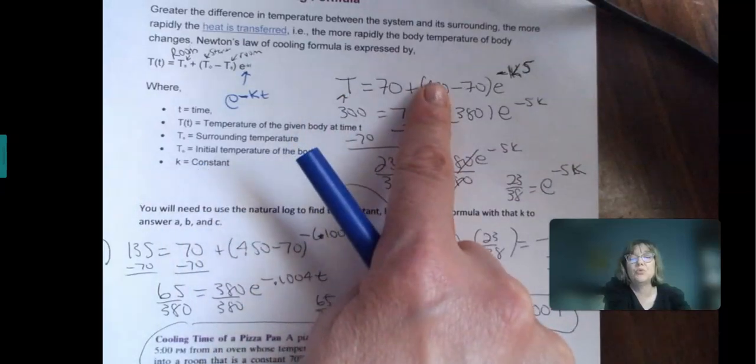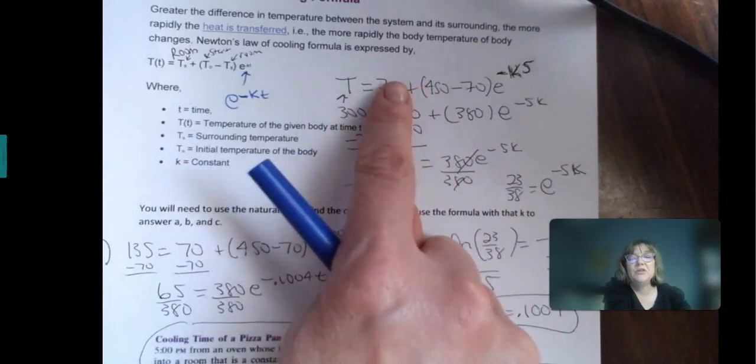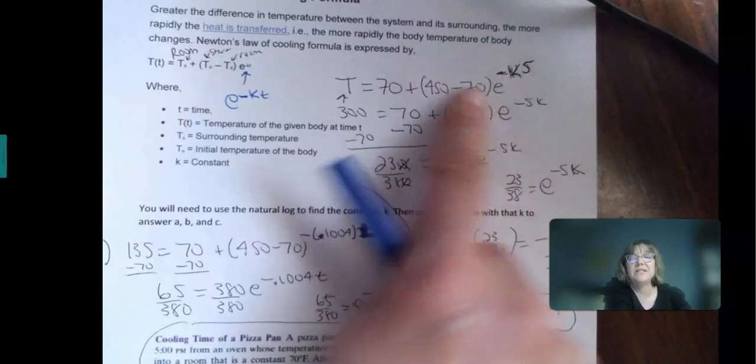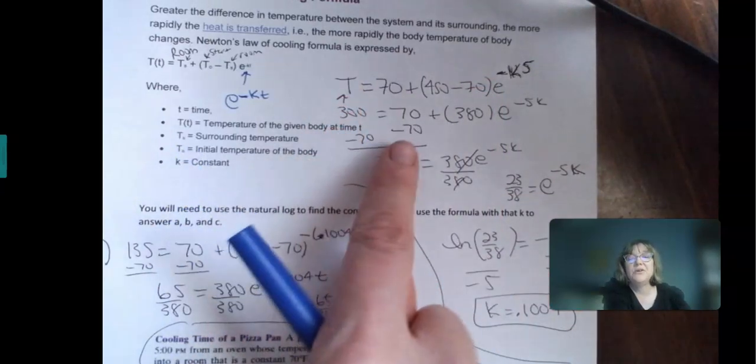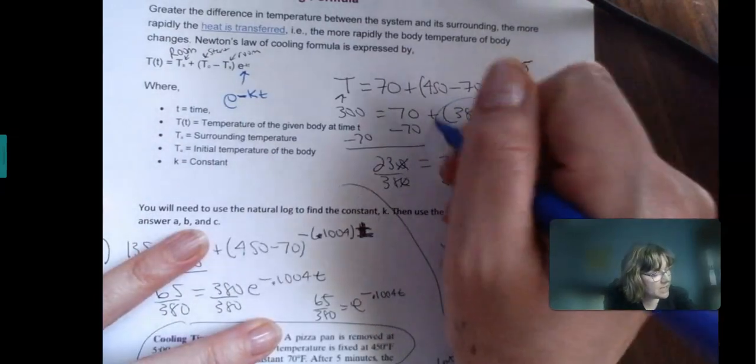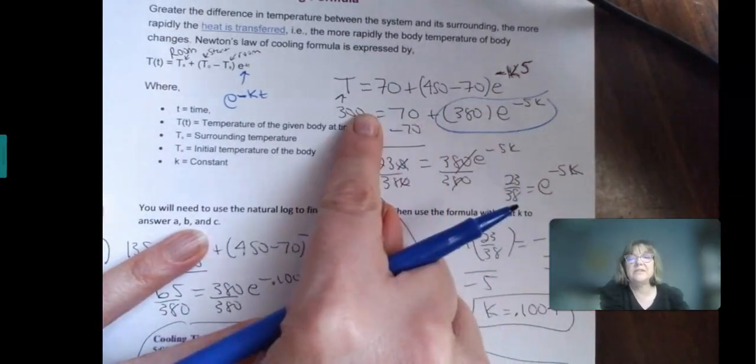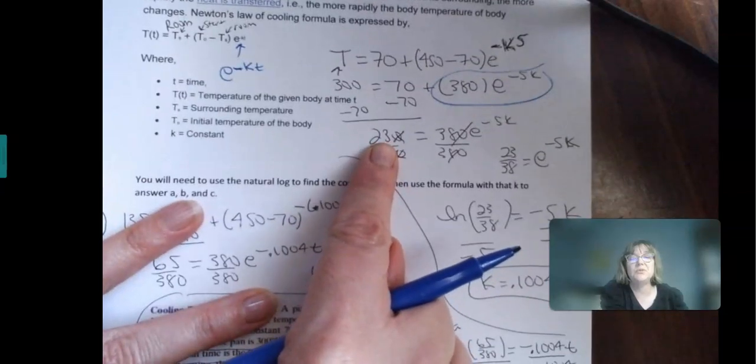Your input is a really hot pizza pan, and then you have the environment affecting it, but then you also have output. All right, so again, how do you solve equations? First, you isolate the chunk. You got to get rid of the 70. So I subtracted and got 230.